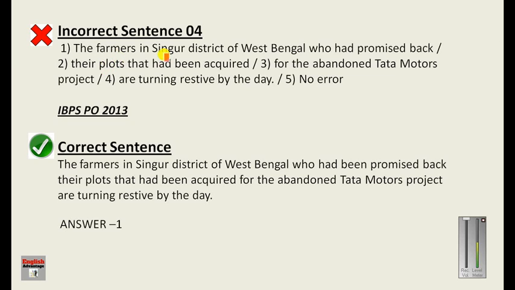So here you have to write: the farmers in Singur district of West Bengal who had been promised. You have to write this sentence in passive voice because the action is being done by some agent on some subject. Here the action is being done by Tata Motors on the farmers, so you have to write "had been". The farmers in Singur district of West Bengal who had been promised back their plots that had been acquired for the abandoned Tata Motors project are turning restive by the day. So this is how you can improve this sentence.